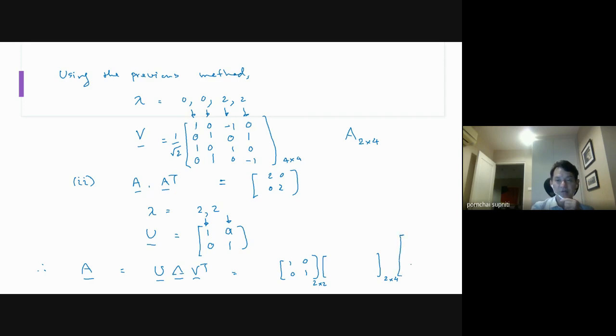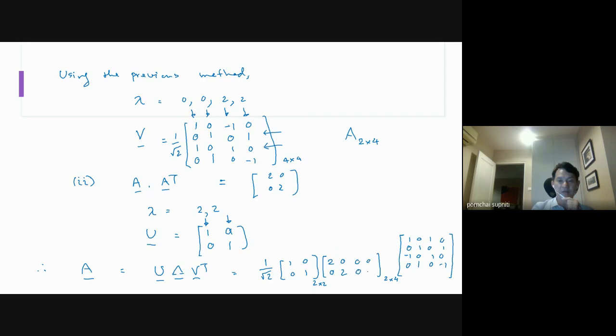For V, this is simple. We can just do a V transpose, so each row becomes each column. So 1, 0, minus 1, 0. Second row we have 0, 1, 0, 1. Third row we have 1, 0, 1, 0, and 0, 1, 0, minus 1. And then 1 over square root I put out here. And for lambda, because it actually only has 2 values, we have 2, 2.